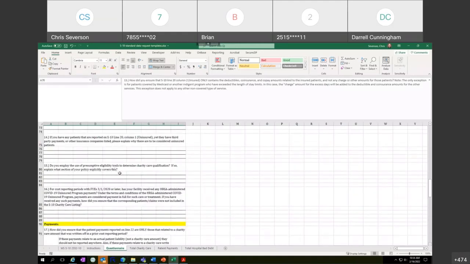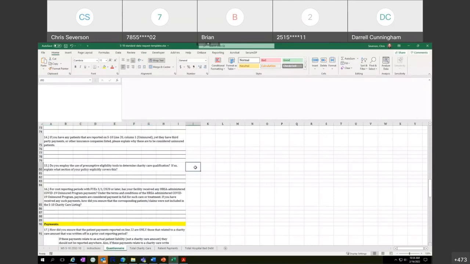And presumptive eligibility, you can use for charity care. You cannot use it for Medicare indigent bad debts, but you can use it for charity care if your policy allows it. In other words, you're saying because they're eligible for some other program, now you're determining them eligible for charity care, or maybe you're just taking a look at the federal poverty guidelines and using that. That's perfectly fine for charity care as long as your policy allows it.